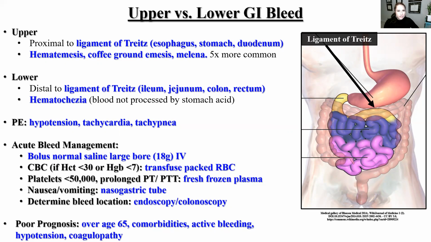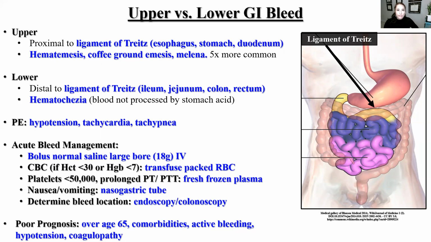The most common presenting complaint for this one is going to be hematochezia or bright red blood, because that blood has not been processed up through the stomach. So you're not going to have that coffee ground emesis with this one. The blood has not been processed, so it will still be bright red. Physical exam findings that we would see with any type of hemorrhage: hypotension, tachycardia, tachypnea. Remember, those are normal responses to blood loss.